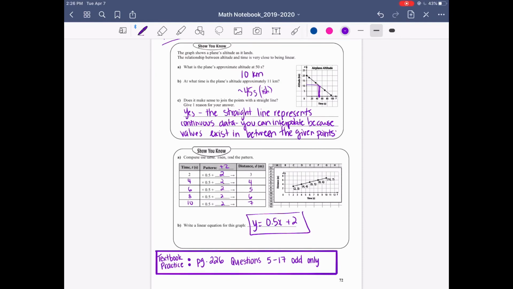All right, grade 9s. These are the answers to the show you know. Please make sure that you are getting the same answers. Your textbook homework or practice is written here: only questions 5 to 17, and only the odd ones. So 5, 7, 9, 11, and so on.